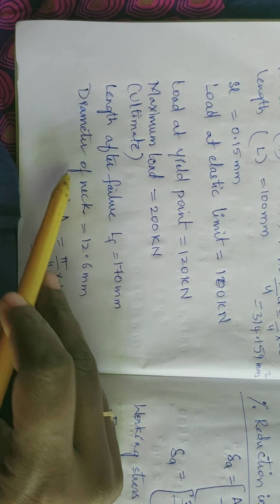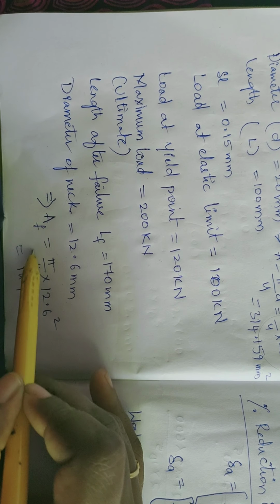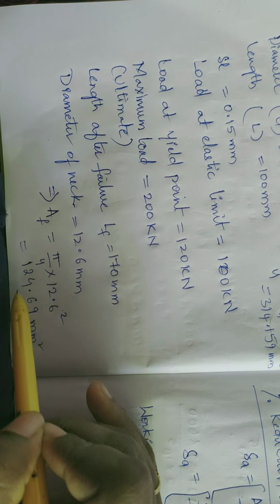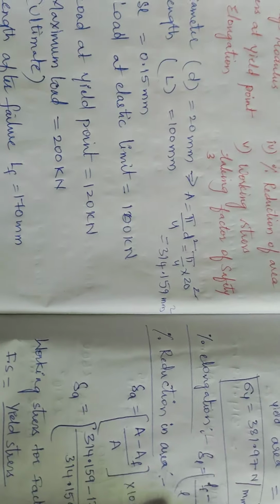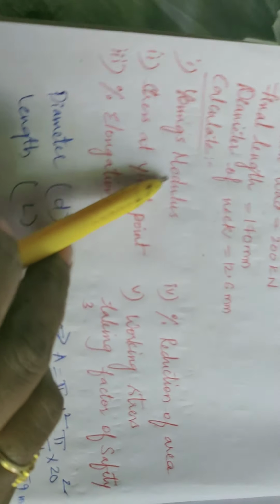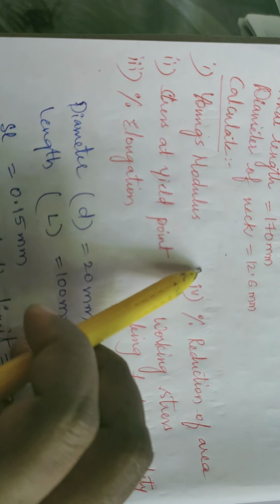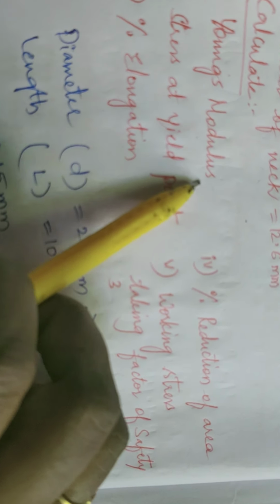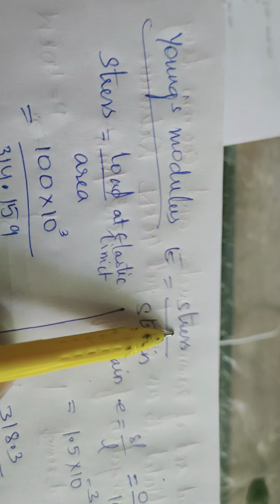Next we took diameter of the neck, that is 12.6 mm. Area of the failure is pi by 4 into 12.6 square. So it is 124.69 mm square. So we found both the areas. Then after, Young's modulus, it is nothing but E. E can be found by stress by strain formula. So it is simply modulus of elasticity is ratio of stress to that of corresponding strain. So Young's modulus is simply stress by strain.